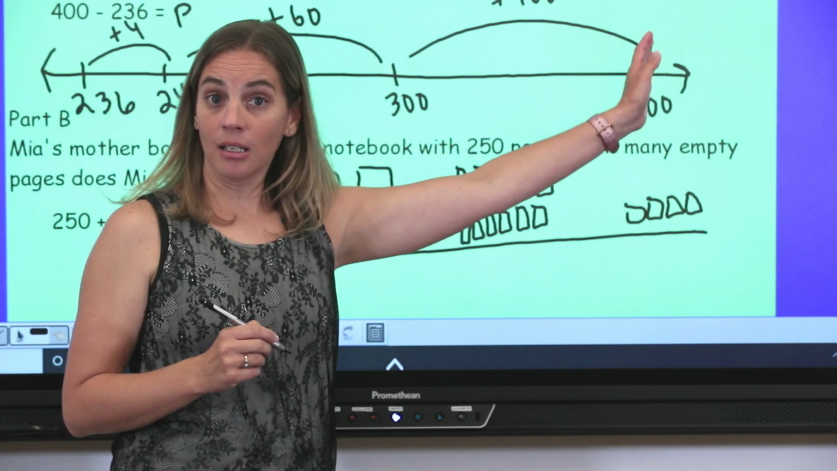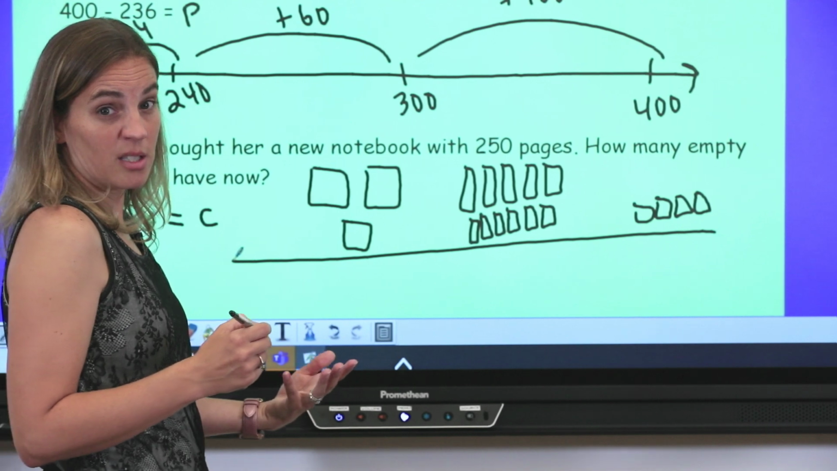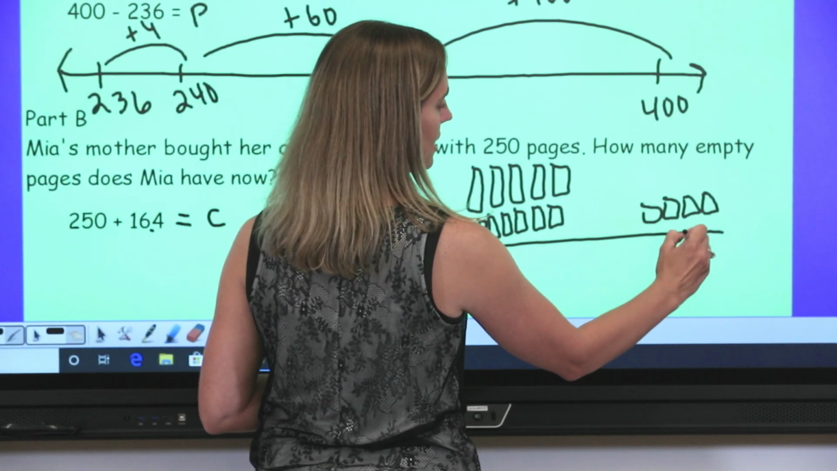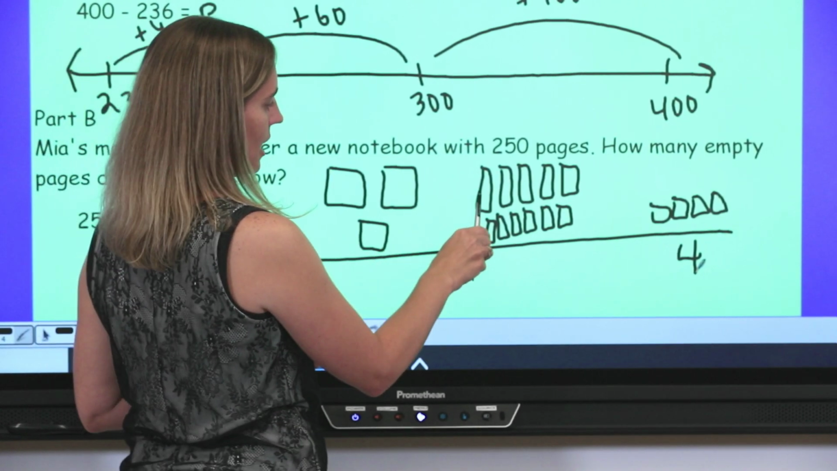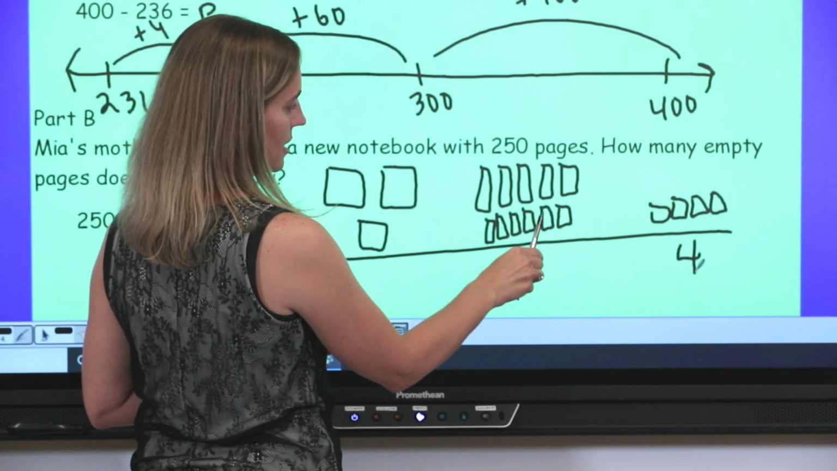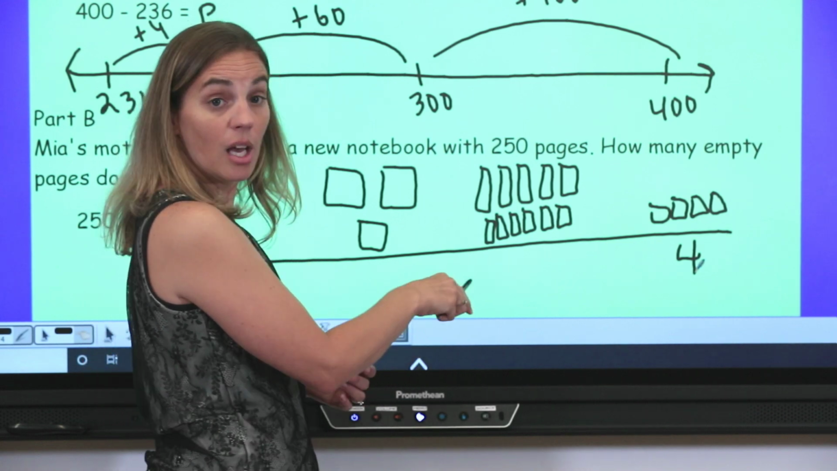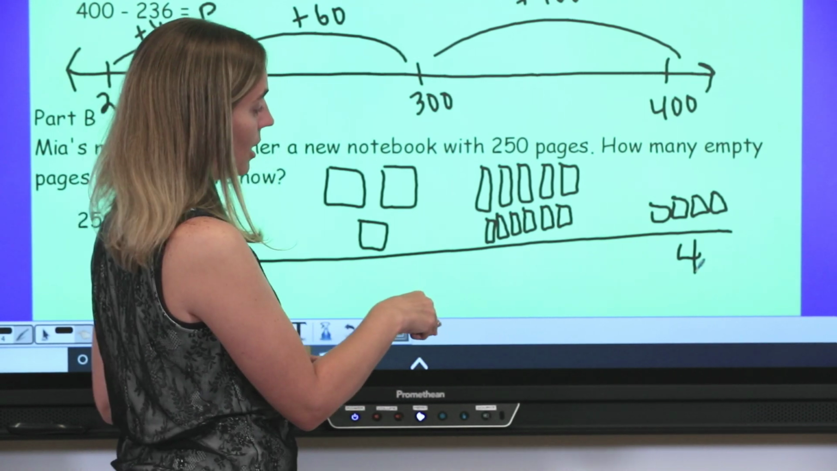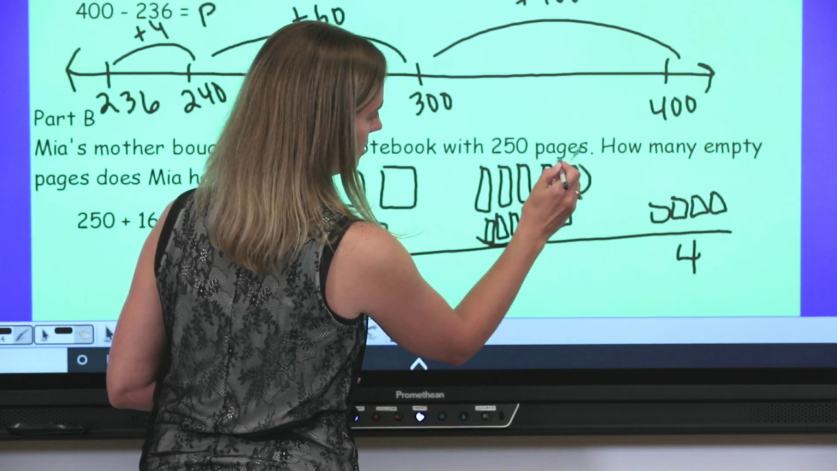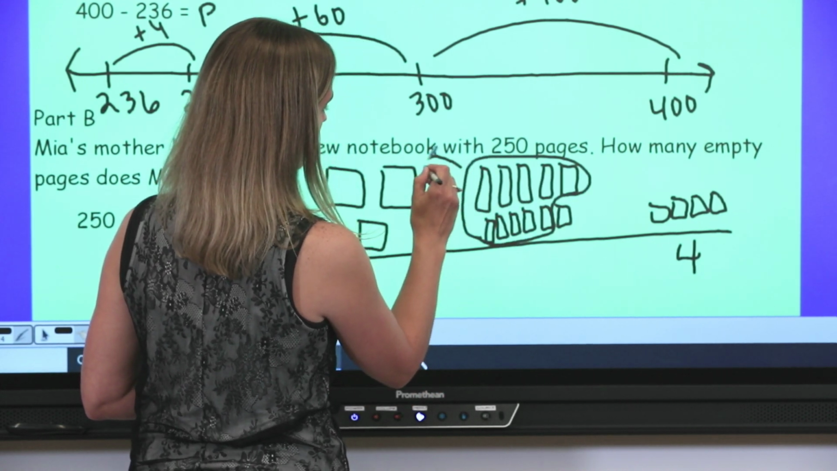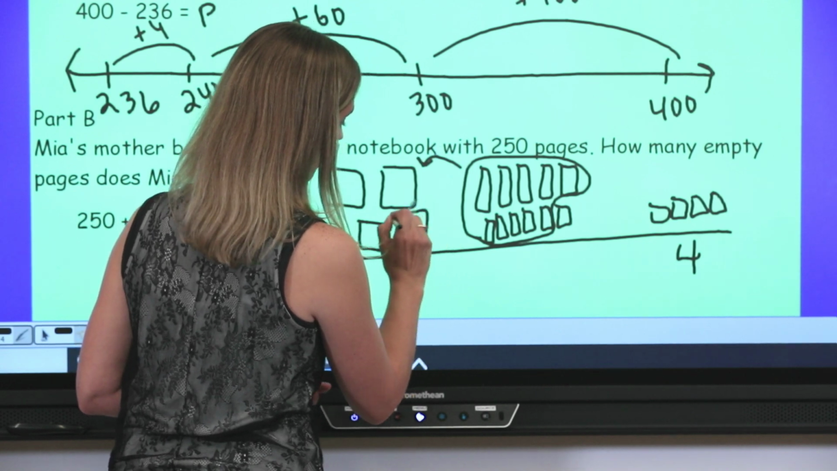Well, this part's easy. How many units do I have? Just single ones. Yeah, 4. That's easy enough. Okay, let's take a look at this one. Let's count by tens. 10, 20, 30, 40, 50, 60, 70, 80, 90, 100, 110. What? Well, let's take one of these groups of 10 and let's bring it over here and turn it into 100.